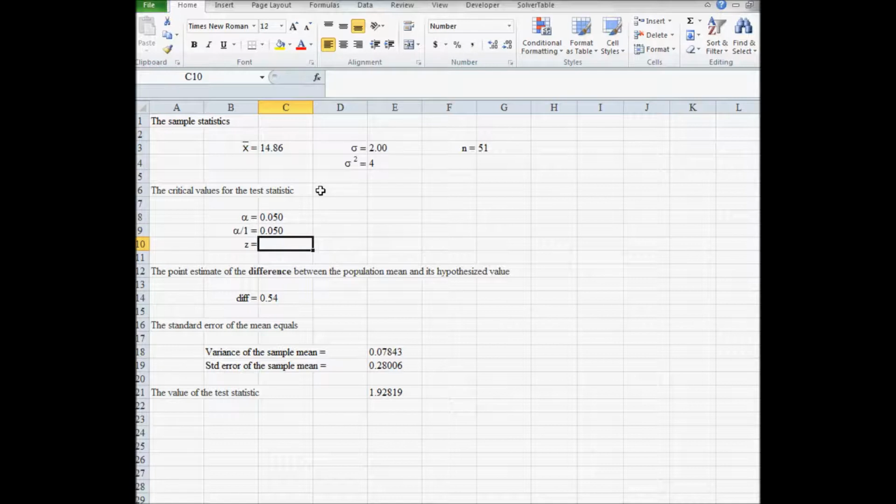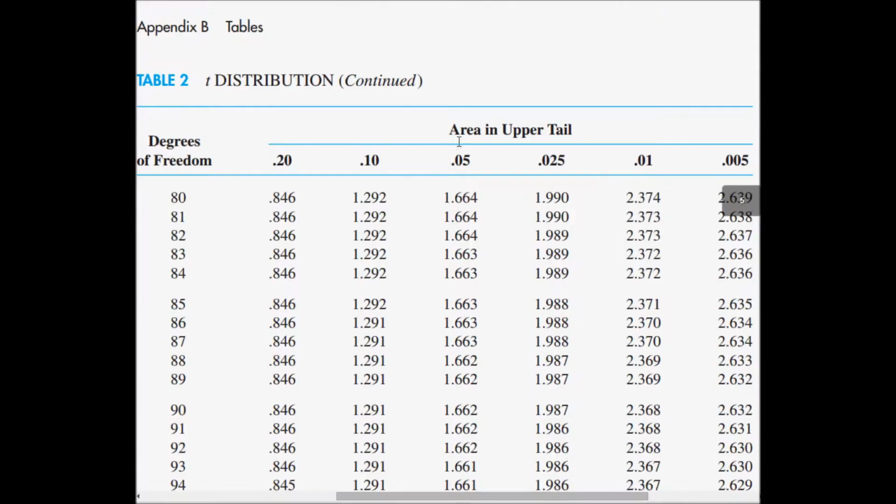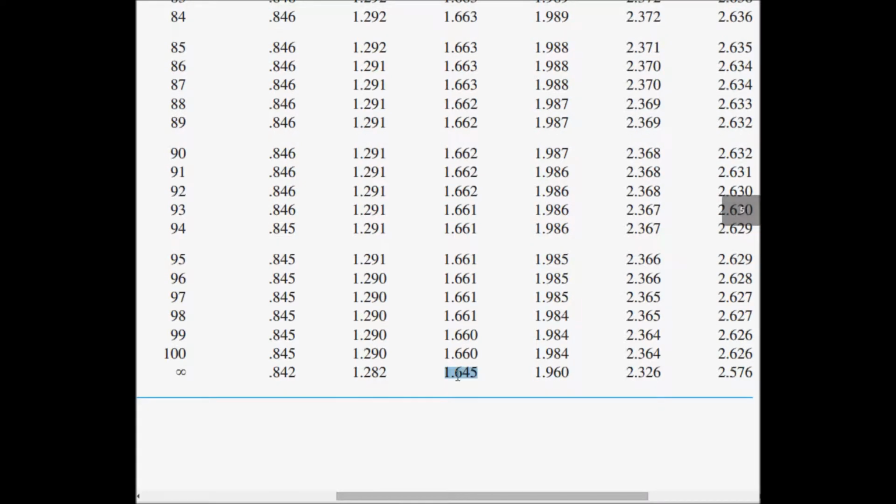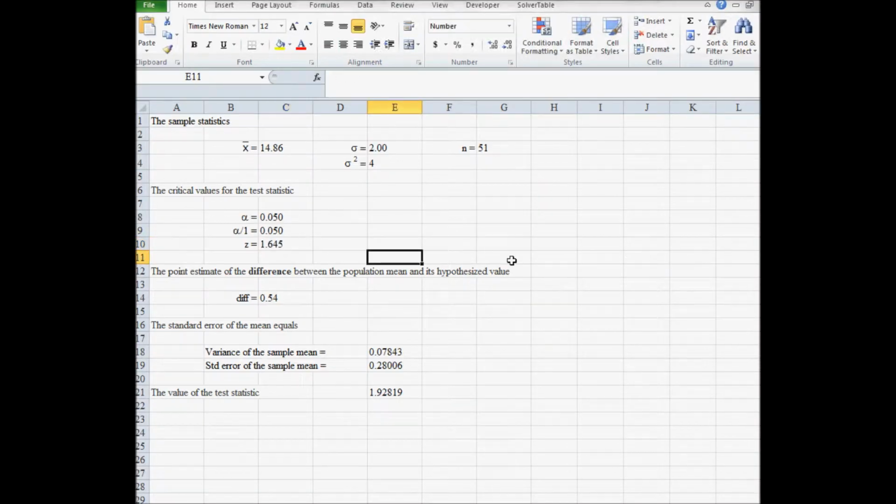Now, because we want 3-digit decimal accuracy of the critical value, we're going to go to the infinity row and column 0.050 of the t-table. If we get the critical value from the standard normal table, we only get 2 decimal accuracy. In column 0.05 of the t-table, we scroll down until we get to the infinity row, and the z-value is 1.645. So our critical value, because it's an upper tail test, is going to be a positive 1.645.